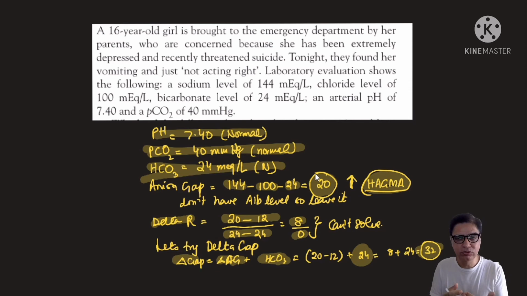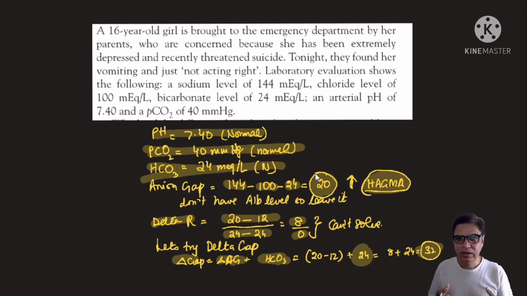But because they are cancelling out each other, the values come out to be normal, but the processes are going on. So we have to deal with the metabolic alkalosis, and we have to deal with the metabolic acidosis here as well. So we've got a high anion gap metabolic acidosis with a metabolic alkalosis at the same time. So probably the high anion gap metabolic acidosis has been caused because the girl has taken some toxic ingestions.